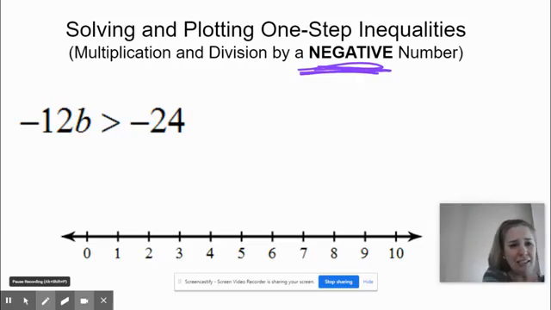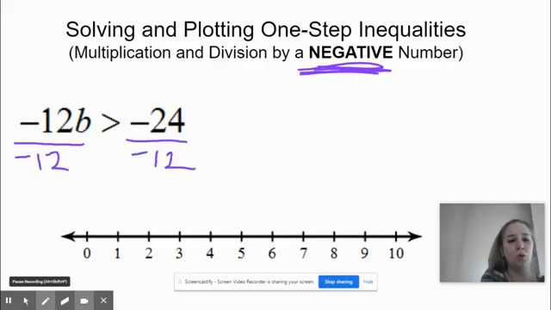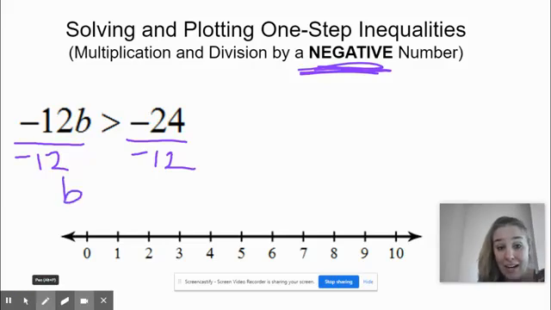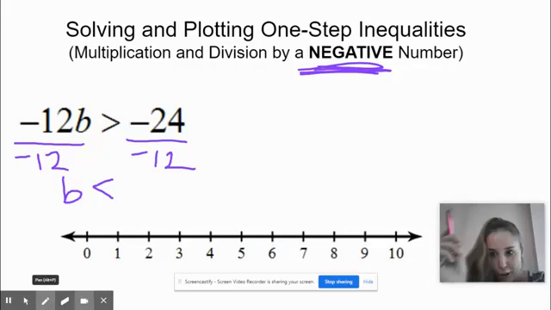Here, I need to divide by a negative 12, right? So the thing I'm doing is the negative 12. When you divide by a negative, doesn't matter what's over on the other side, but if you're dividing by a negative, you have to flip the sign around, right? So we have b. And now since I divided by a negative, I have to flip the sign around. That's a big deal. So if you're watching my videos, good, you got it.